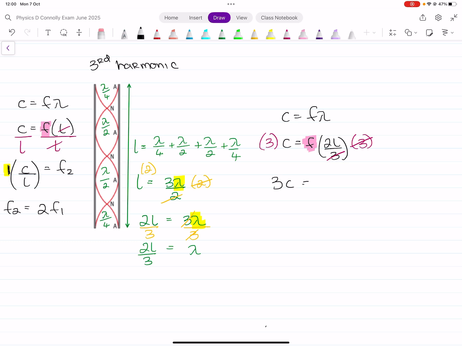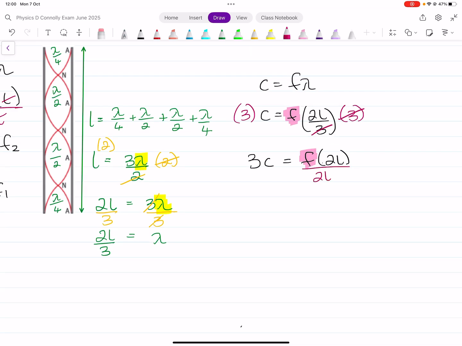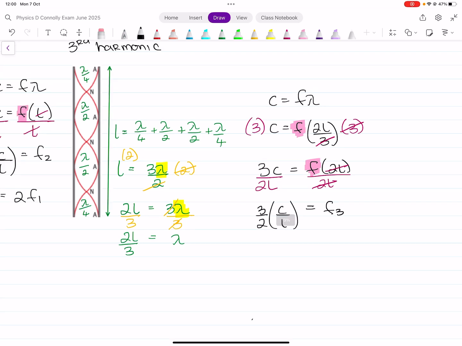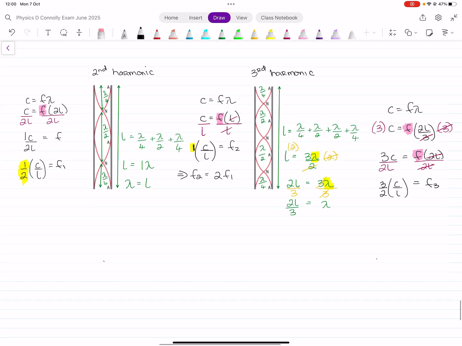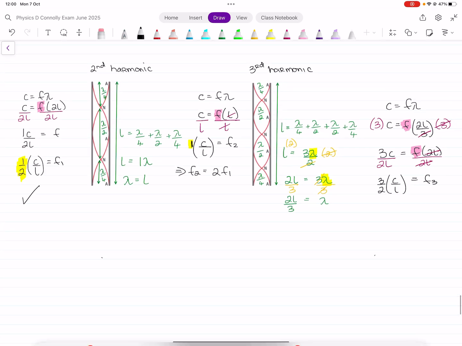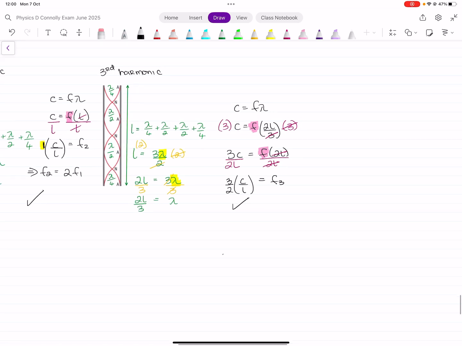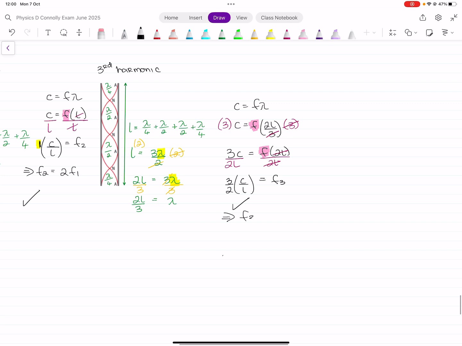So 3C equals F times 2L. Still trying to isolate F. So I will divide by 2L to cancel and divide by 2L over here. So that is 3 over 2 times C over L equals F, and this is my third harmonic. Okay, and essentially what we have is this first one's a half, this is 1, and this is 1.5. So that means that the third harmonic is 3 times the first harmonic.